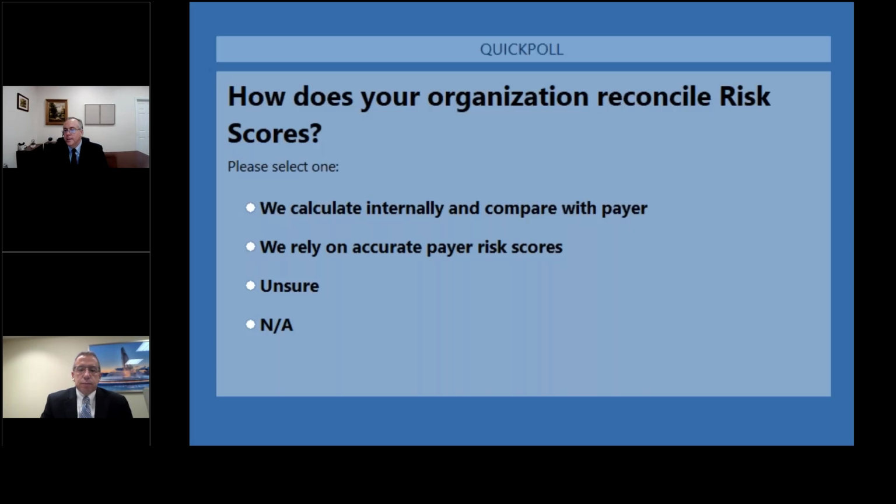So with that, that's the subject of our next poll here. I'll bring that up on the screen. How does your organization reconcile risk scores? Are you calculating them internally to compare with the payer, or are you just relying on the payer data? If you want to take a minute and vote in on that one.